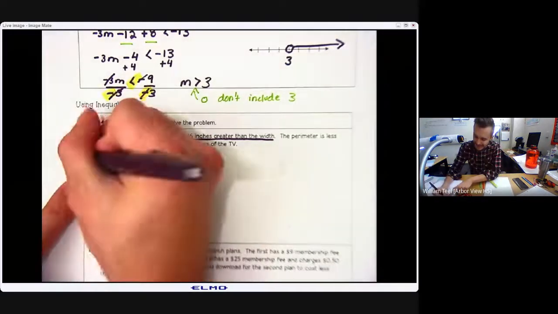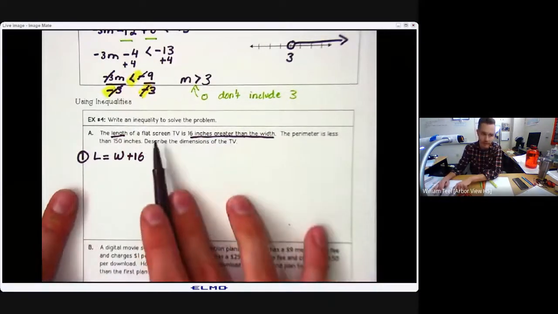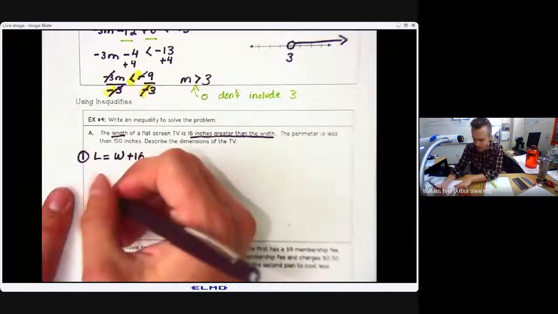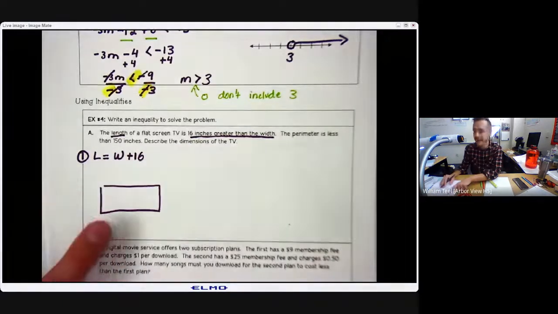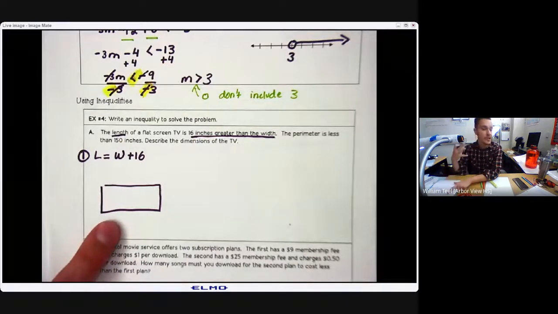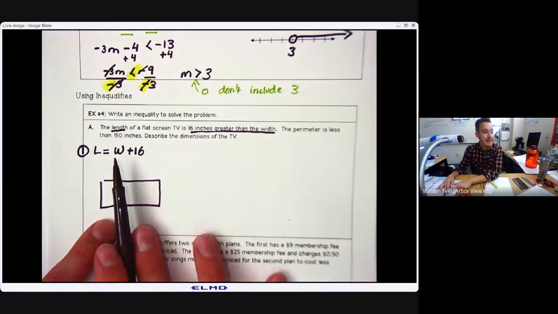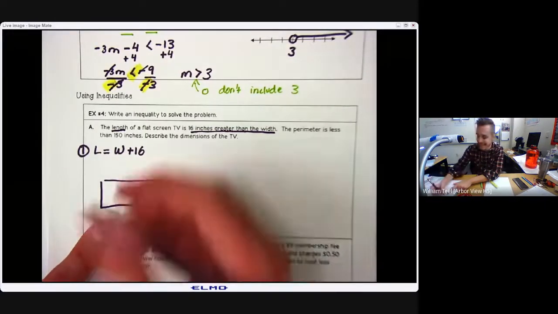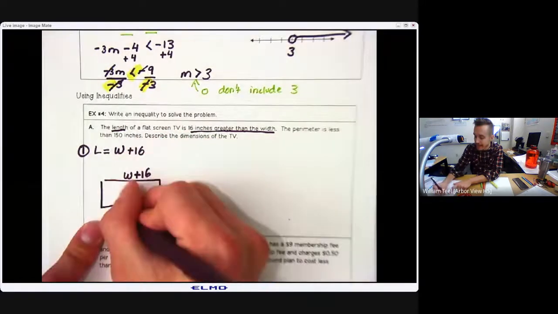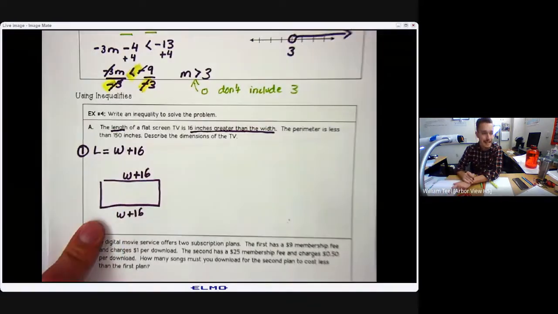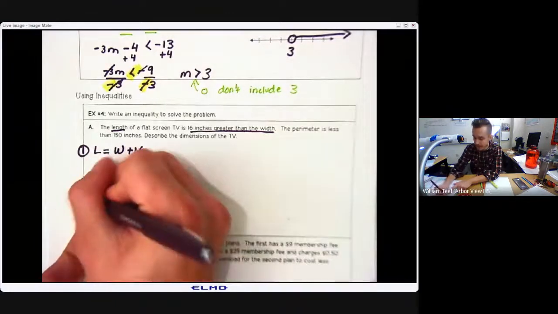So this is the first thing I know. The second thing I know, the perimeter has to be less than 150 inches. Now let's think about how we should represent the perimeter. If I have my TV right here, I always find that drawing a picture is usually the best thing to do, just to visualize something. The length of the TV is going to be W plus 16, up here and down here. Now the width of the TV, I'm just going to call W.